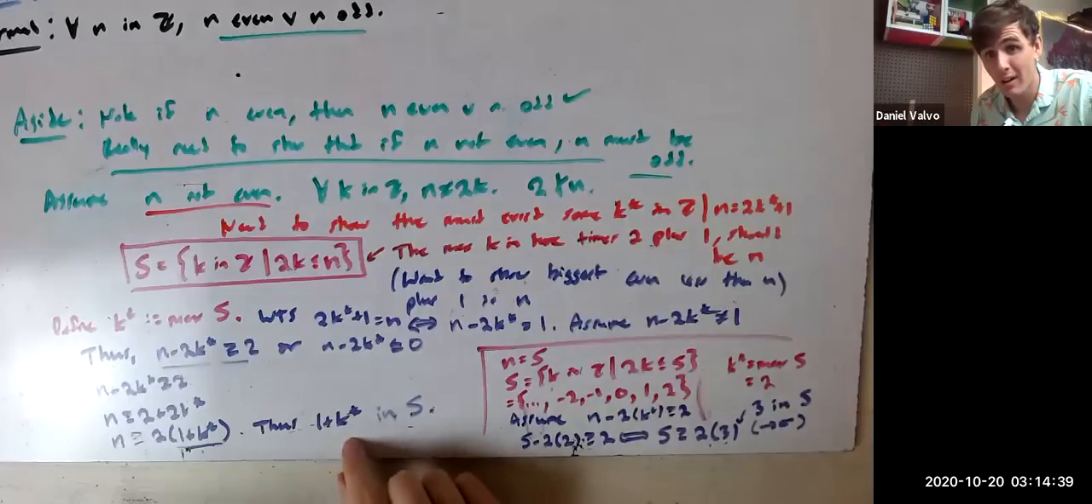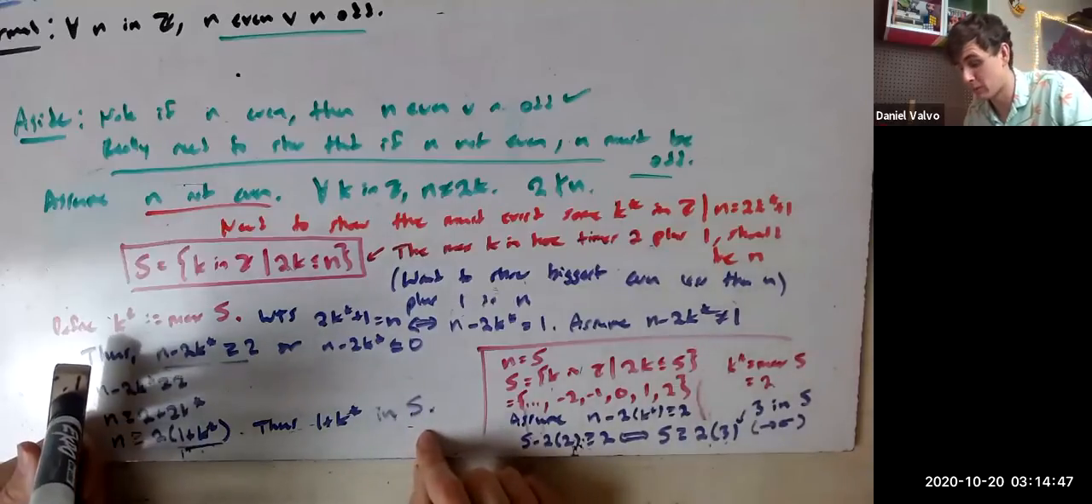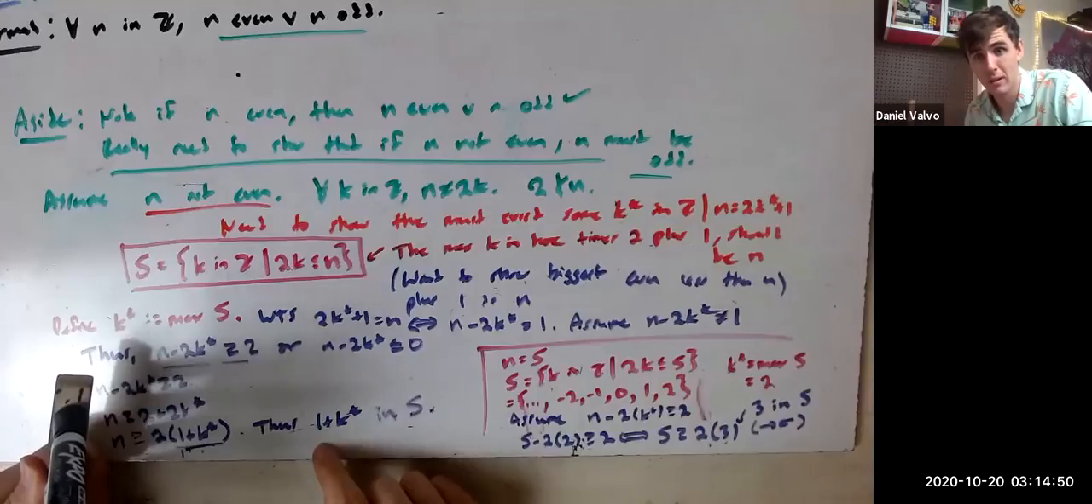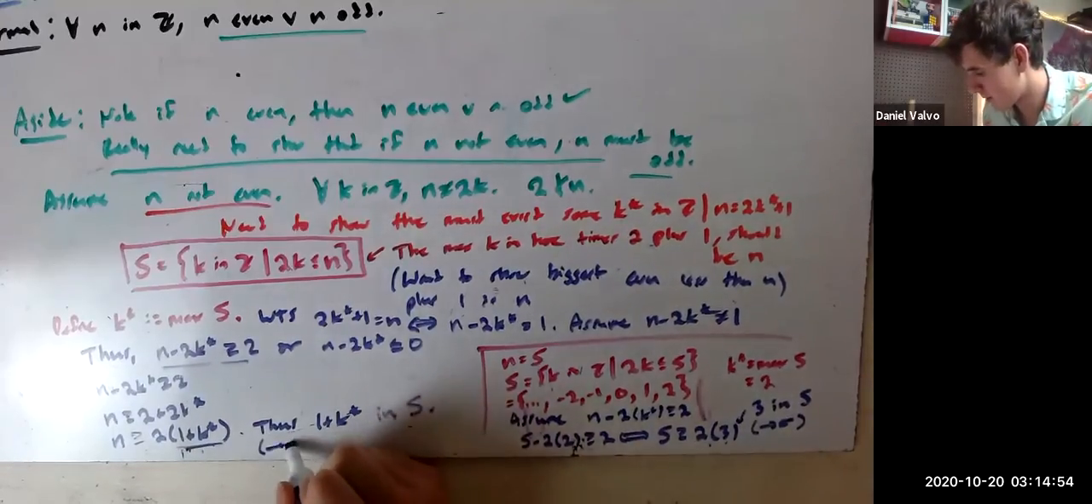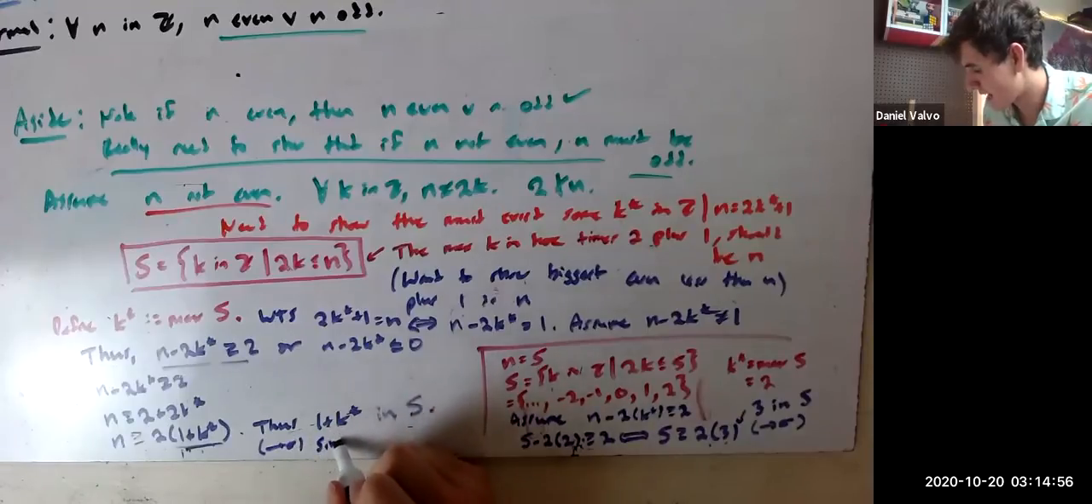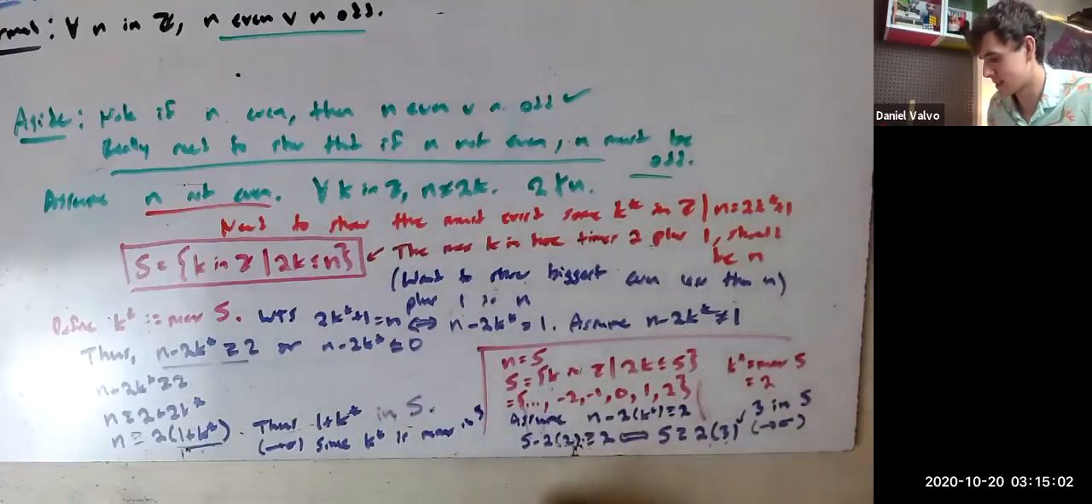1 plus k star is going to be bigger than k star. So if it was in S, that would mean that k star is not the max, but 1 plus k star is. The point is, this can't happen. It's a contradiction since k star is the max in S.